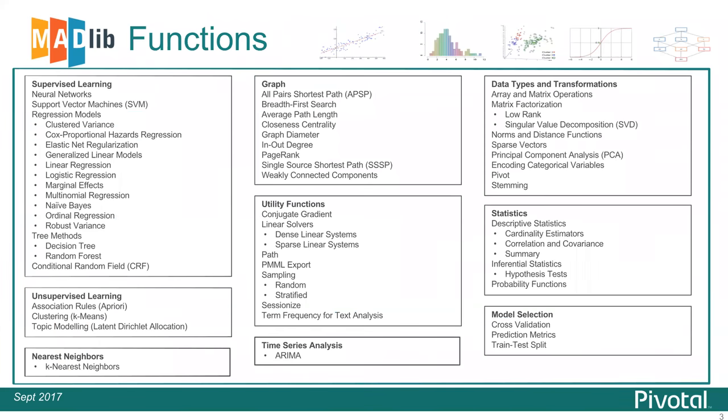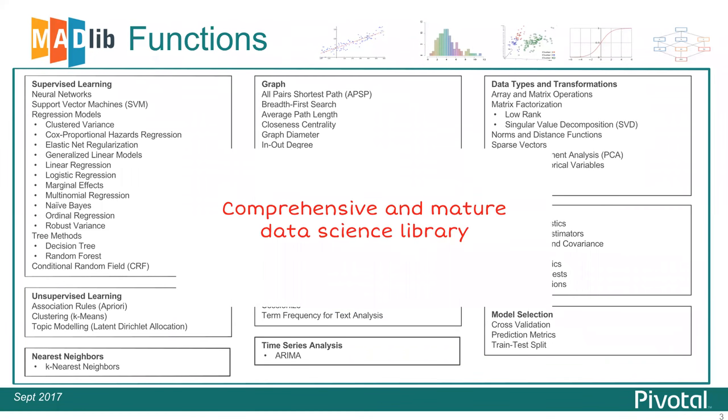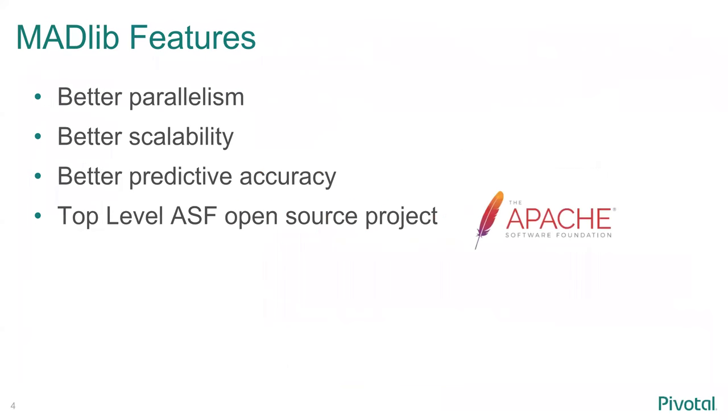There are more than 50 principal algorithms in MADlib. This includes supervised and unsupervised learning, graph analytics, utilities, data types and transformations, statistics, and more. It is a comprehensive and mature data science library that can be used to solve for a whole range of real-world use cases. Here are some key features of MADlib.